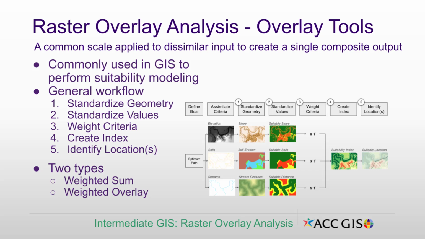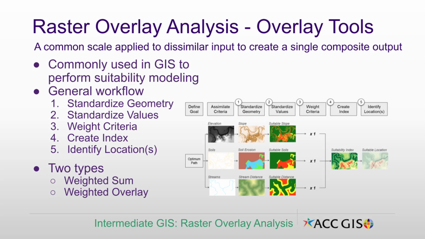In step 4, you're ready to combine the standardized and weighted criteria into a single composite suitability index. And there are 2 general approaches for doing this: weighted sum and weighted overlay. In weighted sum, criteria are combined by summing the coincident cell values. Criteria A plus criteria B plus criteria C equals the sum index value.